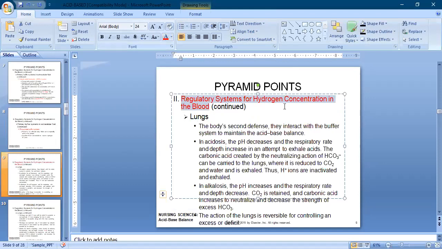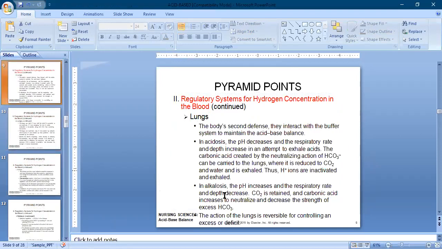So what are the systems or organs that participate in maintaining hydrogen ion concentration? The first one is the lungs, right? The lungs are the body's second defense mechanism. So what are the normal functions of the lungs? Definitely you will answer me: eliminate carbon dioxide as a waste material, and take oxygen from the environment for tissue nutrition. So the lungs have an important function in the body.